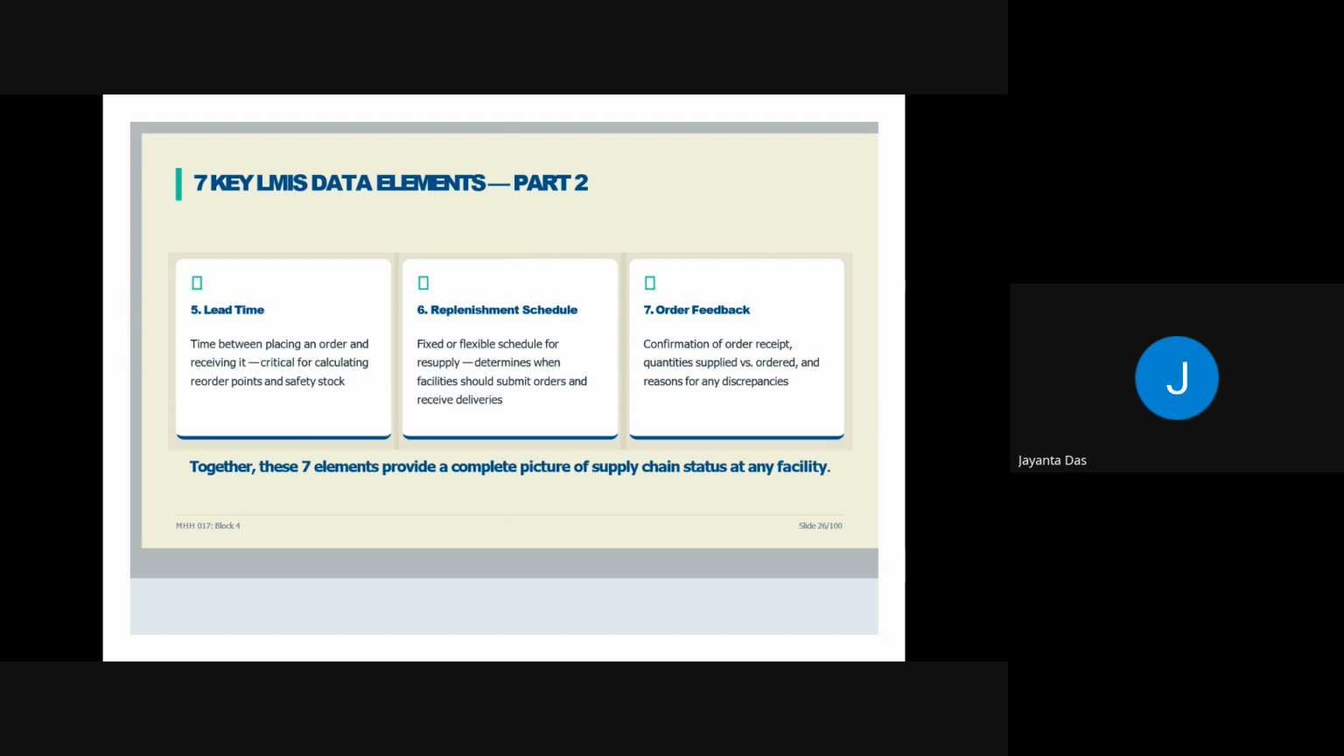Sixth is the replenishment schedule, that is a fixed or flexible schedule for resupply, which determines when the facility should submit orders and receive their deliveries. And seventh is order feedback: confirmation of the order receipt, quantity supplied versus ordered, and reasons for any discrepancy if it happens. Hence, together, these 7 elements provide a complete picture of supply chain status at any facility.